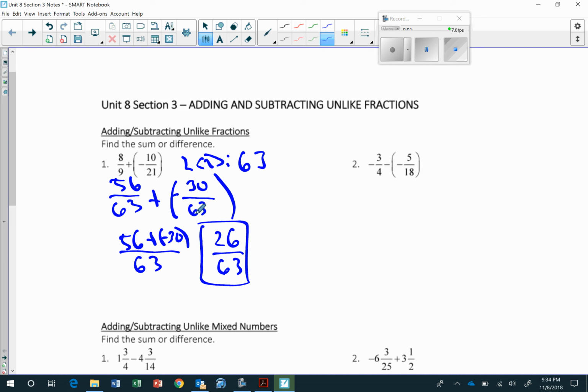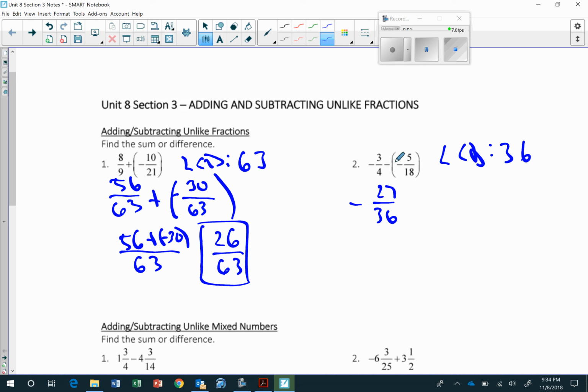Next up, we have negative 3/4 minus negative 5 over 18. Again, the first thing I need to do is find a common denominator. So my least common denominator for 4 and 18 is going to be 36. And now I can rewrite these with 36 as the denominator. 4 times 9 is 36, so I do 3 times 9 and I get 27.